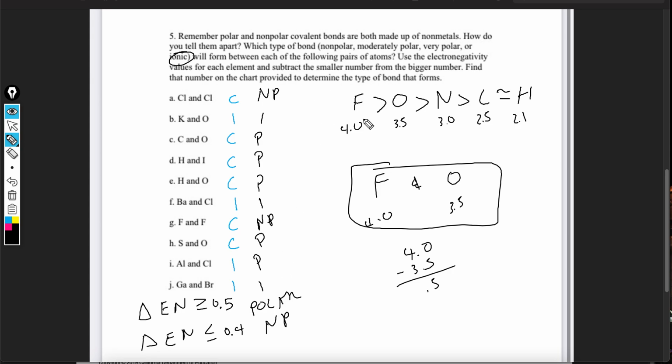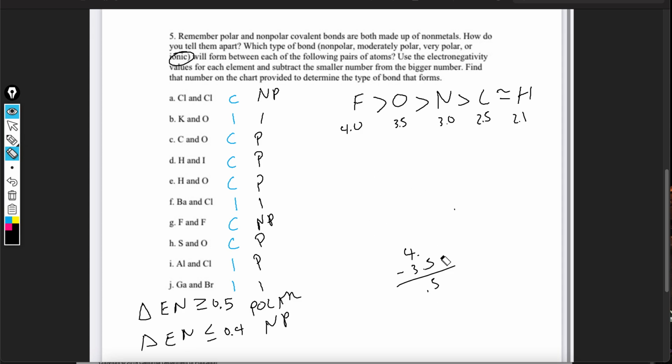So you look on your worksheet, which one has a number, subtract it. If the answer is 0.5 and higher, it's polar. If it's 0.4 and lower, non-polar. Pretty simple, right? That's pretty much how you do it the mathematical way, the way that they want you to do it. I just do everything based on how I see it, because chemistry is really not that hard. People just make it harder than what it is.